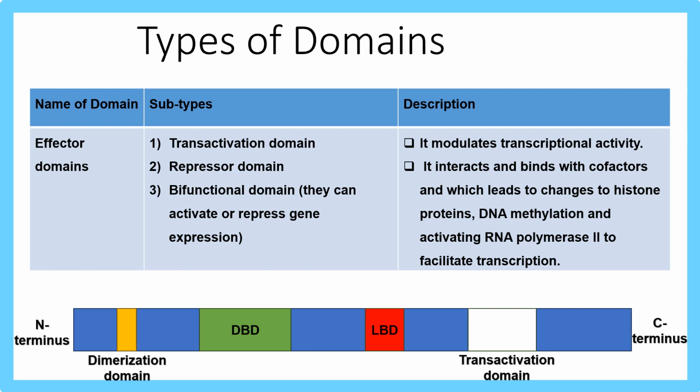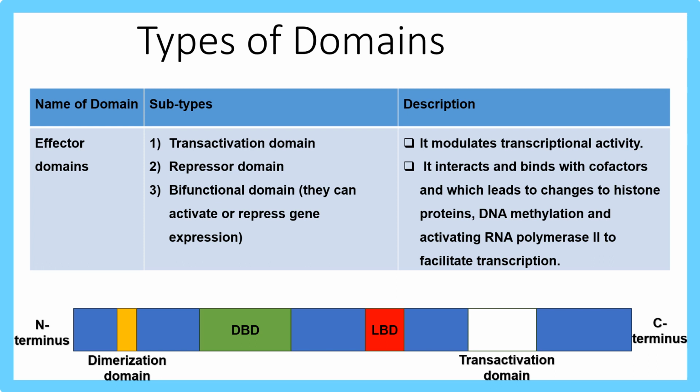Now the effector domains, there are 3 types. Some transcription factors have a transactivation domain, some have repressor domains, and some have both, i.e. a bifunctional domain where they can activate or repress gene transcription. The function of these effector domains is to help modulate transcription activity. They do that by binding with cofactors, and this causes changes to the histone proteins.